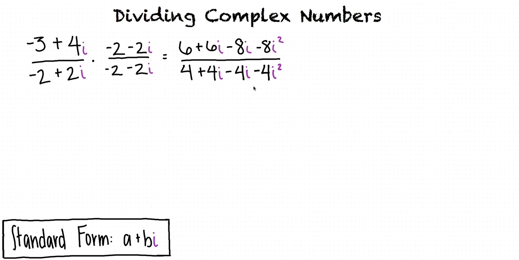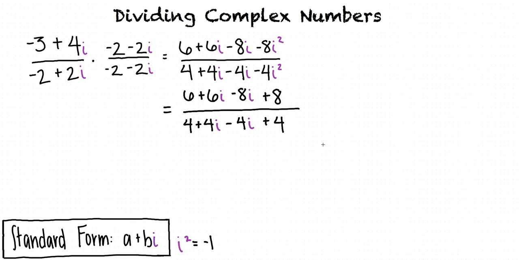The imaginary unit i, when squared, is equal to -1. Knowing this, we can substitute in -1 for the i squareds in both the numerator and denominator. Next, we can combine the i terms and the numerical terms in the numerator and the denominator. We're left with 14 minus 2i in the numerator and 8 in the denominator. Notice how the 4i and -4i cancel each other out, so we're left with a single numerical term. This is why we multiply both the numerator and denominator by the conjugate of the denominator.